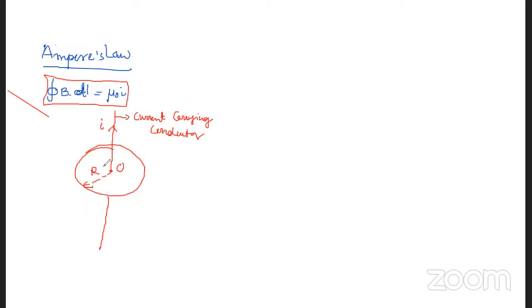If we consider a circular path of radius R, then the magnetic induction B at a point P on the circular path is given by B equals mu naught I by 2 pi R.